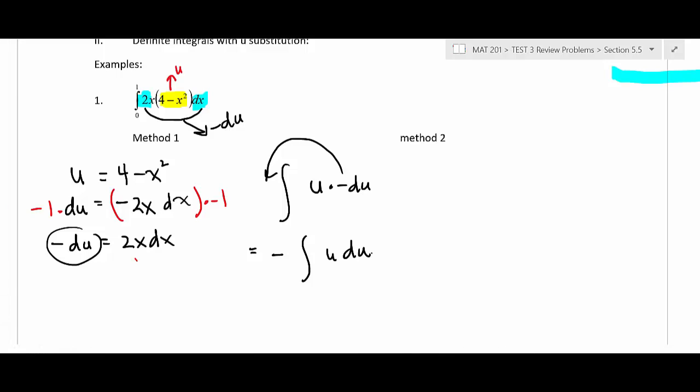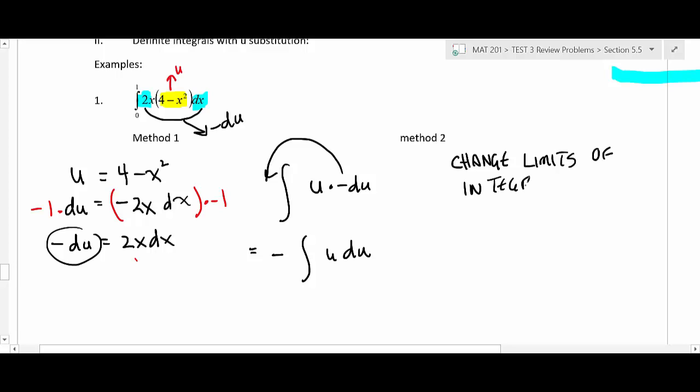Okay, now watch carefully because this is new. The other thing that you want to do is learn how to change the limits of integration. You don't have to do this, but you better learn how to do it because it's easier to do the problem this way, by the way. Okay, so here's what we do.